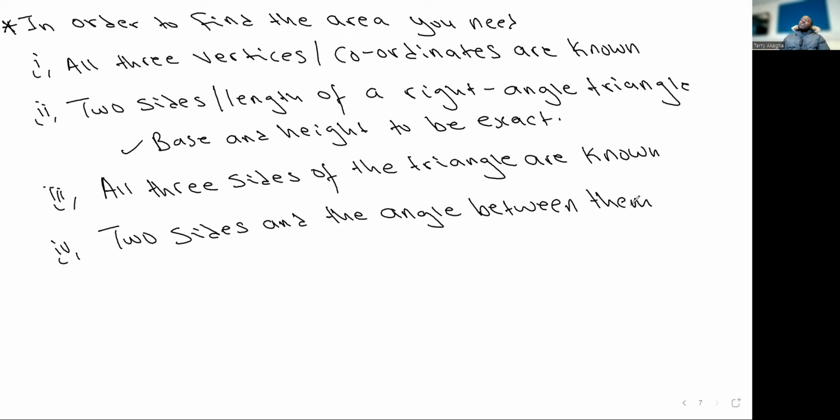So in order for you to find the area of a triangle in coordinate geometry, it's either you know all three coordinates of the triangle, okay? You know the two sides, so basically you know the base, you know the height if it's a right angle triangle, you know all the three sides of the triangle, or you know two sides and the angle between them, okay?